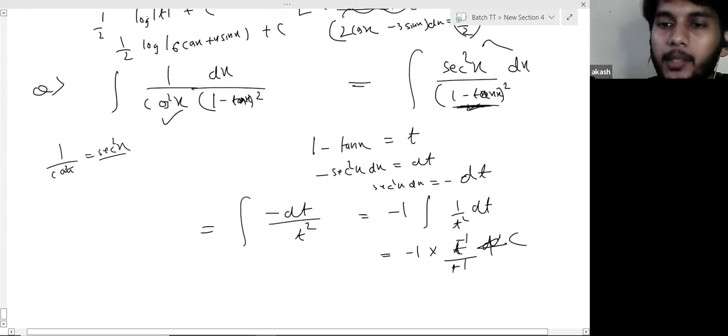I hope this is clear to all of you. So this minus 1 is cancelled. So 1 upon t plus c. 1 upon t is 1 upon 1 minus tan x.